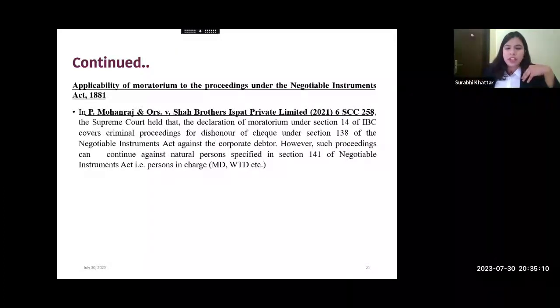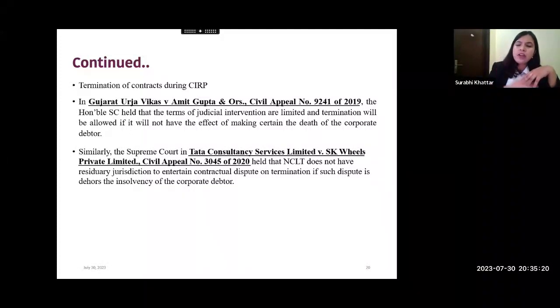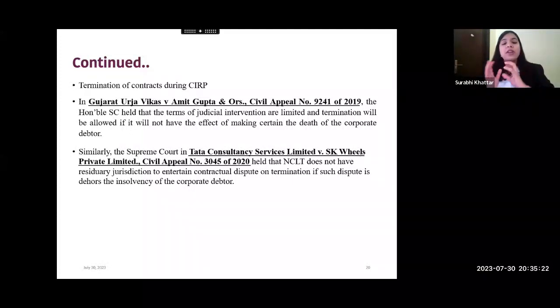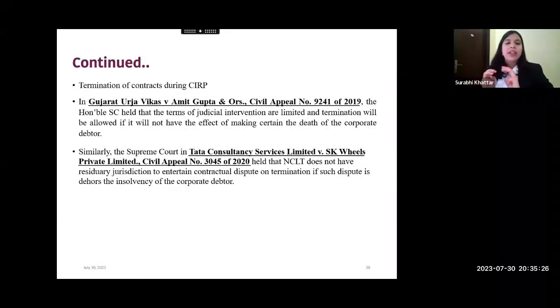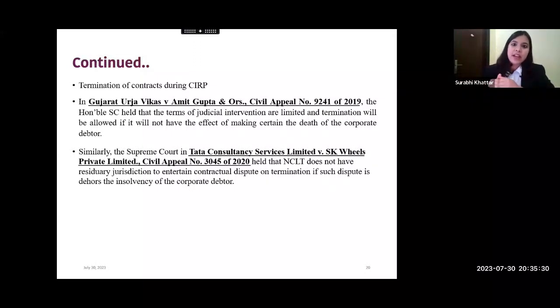However, in the further judgment of Tata Consultancy, the Supreme Court also clarified that the NCLT does not have residuary jurisdiction with respect to termination of contracts if there is no nexus between the contract being terminated and the insolvency. It is only in the specified circumstances that NCLT can interfere and stop the termination of a contract, which are the three circumstances that I just told you about.